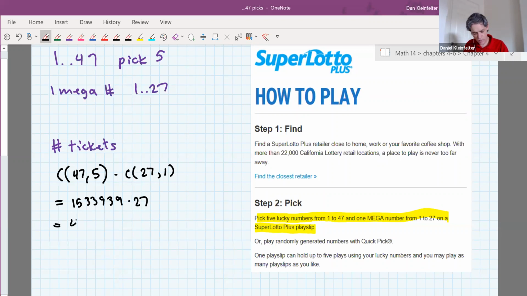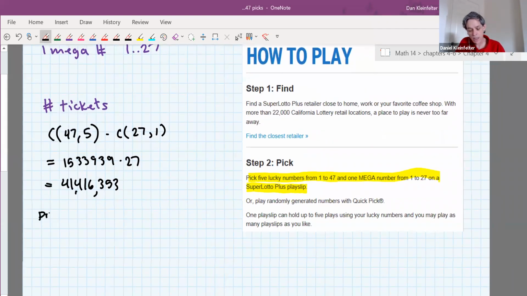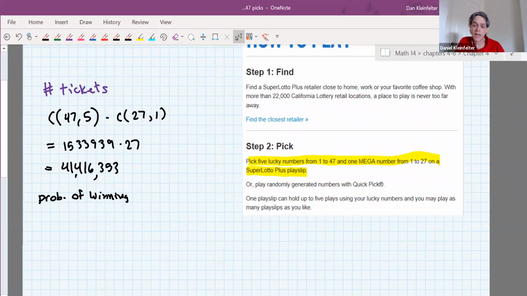Okay, so that's 41,416,353. So there's just under 41.5 million possible tickets. So then the probability of winning. Of course, they have different prizes if you win, getting some subsets of the numbers, but let's ignore that and just say the probability of getting the 5 regular numbers plus the mega number.